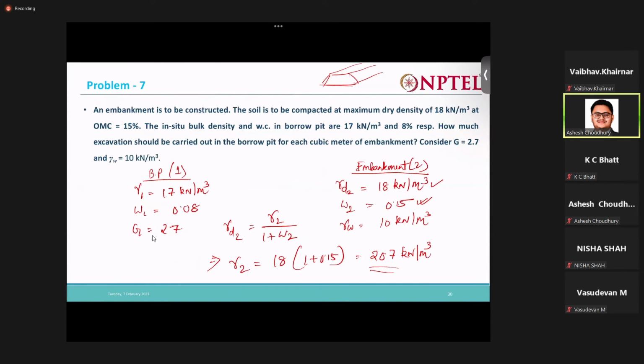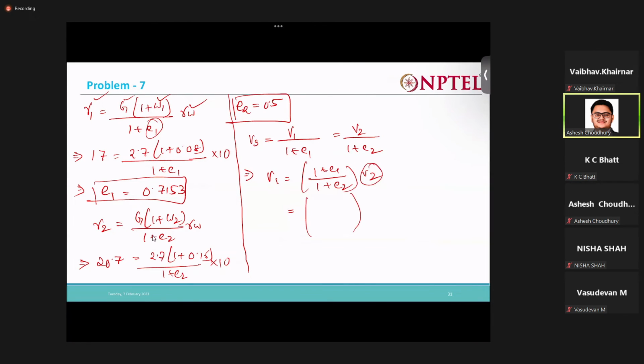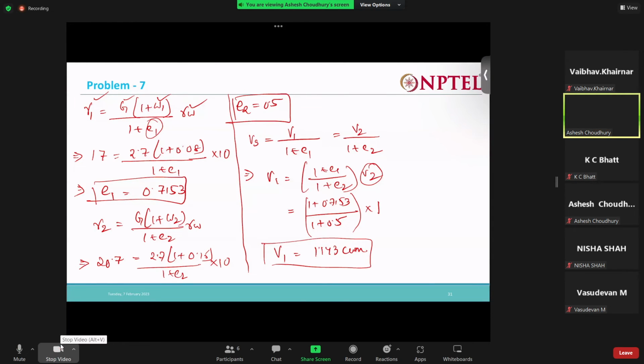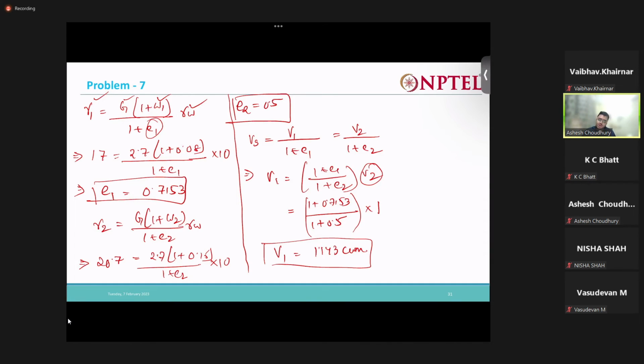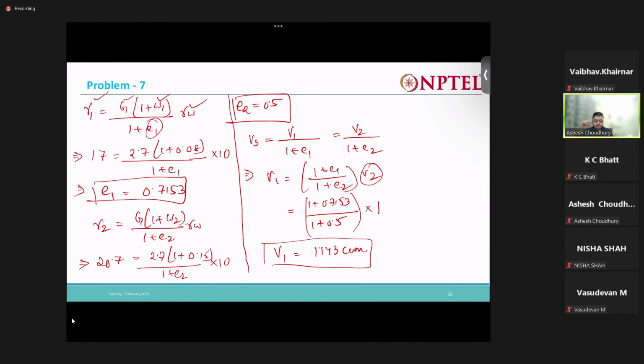Now let us see the question. What was asked? How much excavation should be carried out in the borrow pit for each cubic meter of embankment? That means for volume of embankment equal to 1 cubic meter, how much volume should you excavate in the borrow pit? You know all the values, so you just put the values and you will get the volume in cubic meter. So to construct 1 cubic meter of the embankment, 1.143 cubic meter of soil from the borrow pit should be used. Understood?